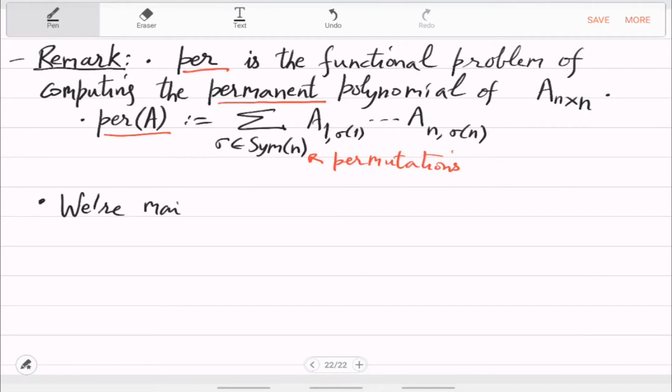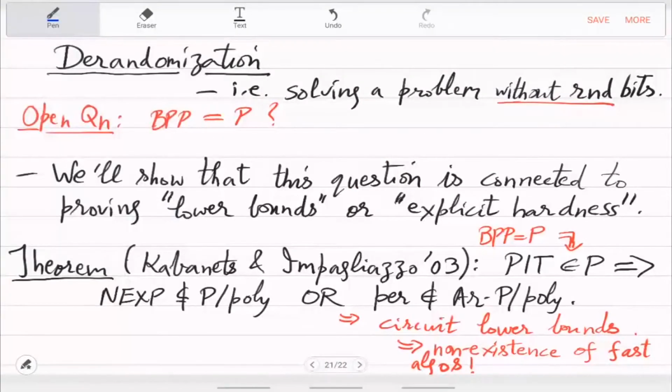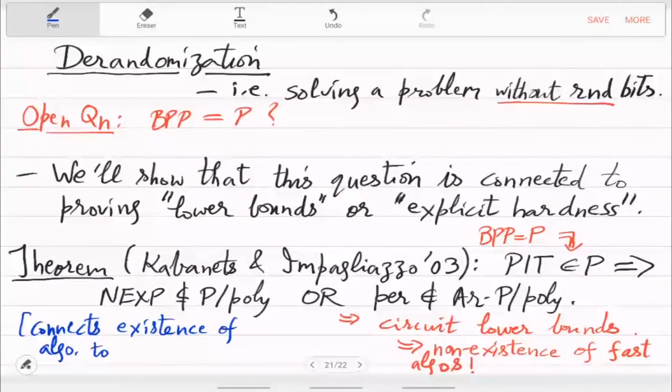So we are mainly interested in the field of rationals. You can assume that the constants come from the rationals, and then the question is: is there an arithmetic circuit for the permanent? So let me write down here that this connects the existence of an algorithm to non-existence.